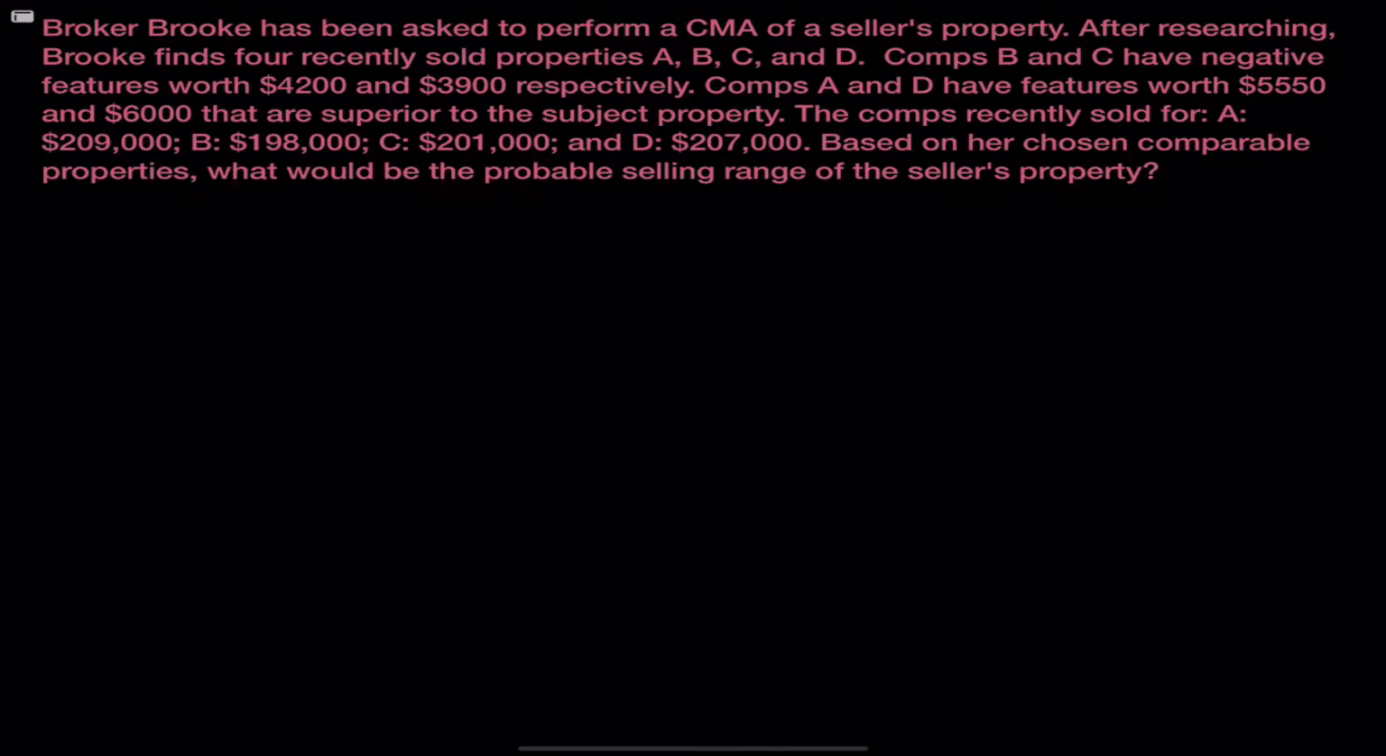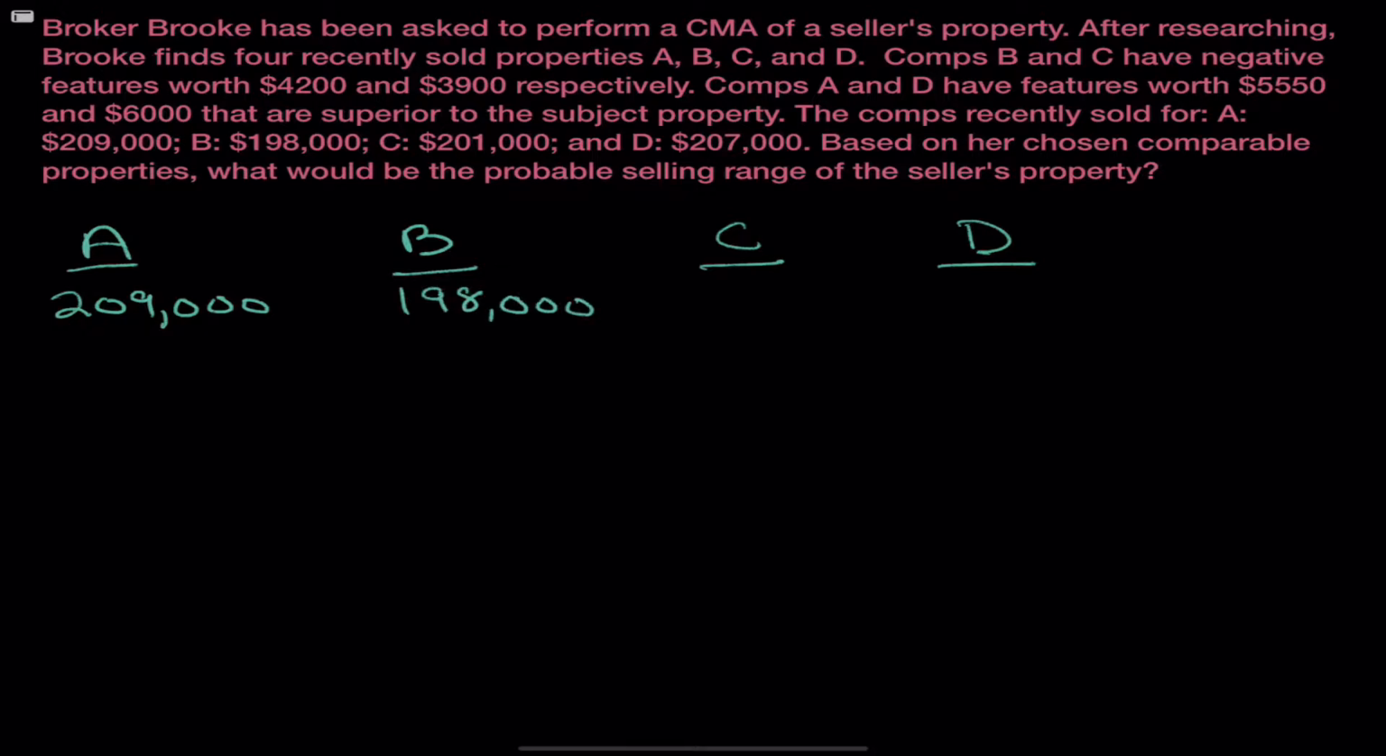Okay, so we know we have a subject property and we're trying to figure out what it could possibly sell for. And we know we have 4 different properties. We have A, B, C, and D. And according to this problem, A sold for $209,000, B sold for $198,000, C sold for $201,000, and D sold for $207,000.